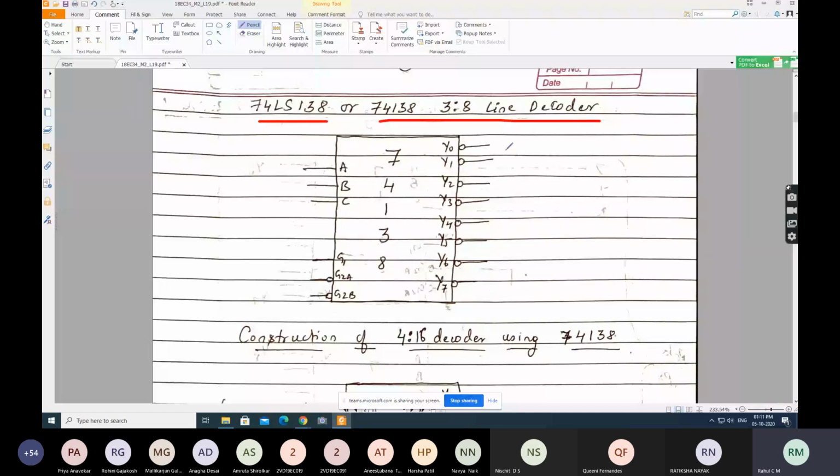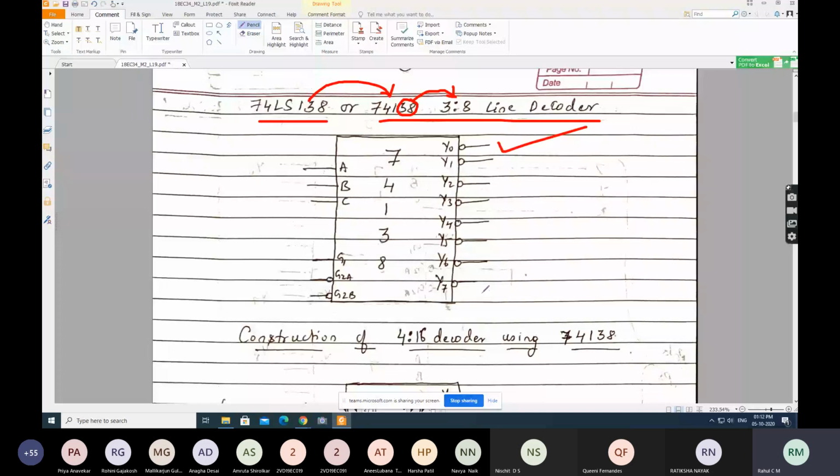How to remember the name of the IC? See, the last number is an important thing for remembering the name. 3:8 decoder. Fine. How many inputs does it have? It has 3 inputs and 8 outputs. And is it an active high IC or an active low IC? Active low IC.